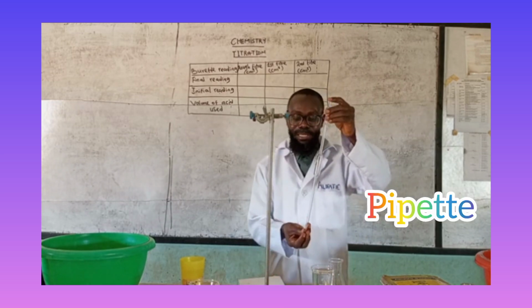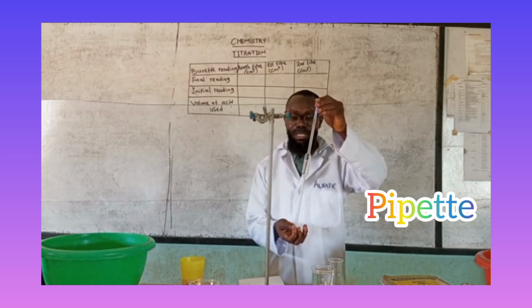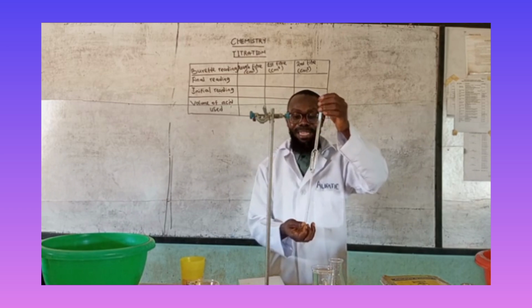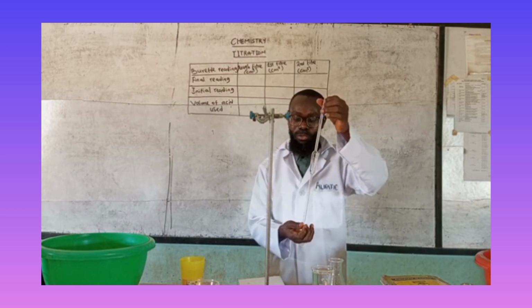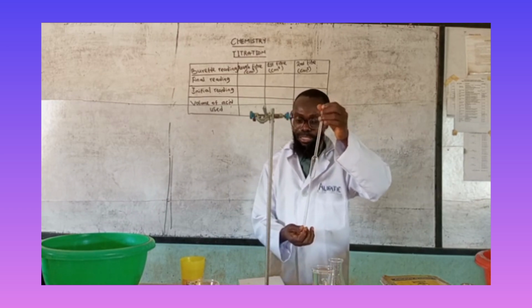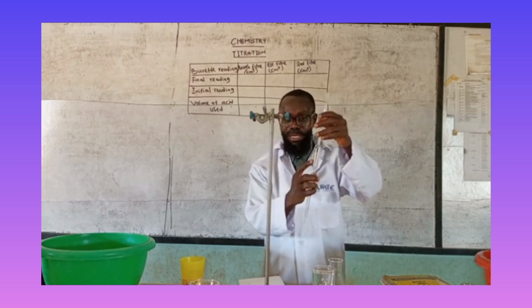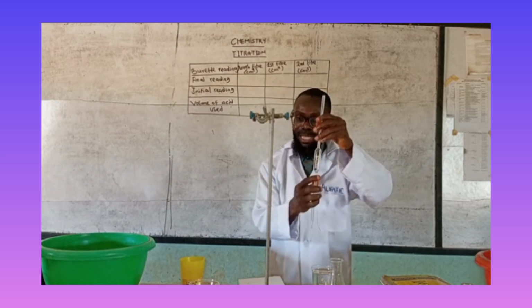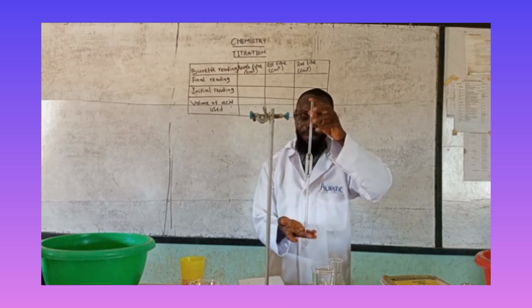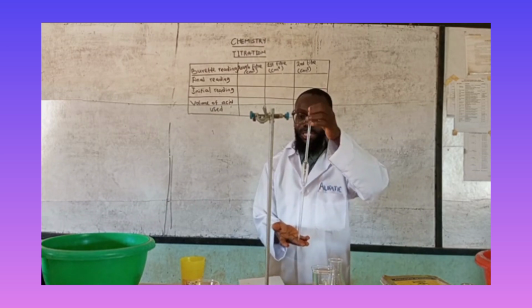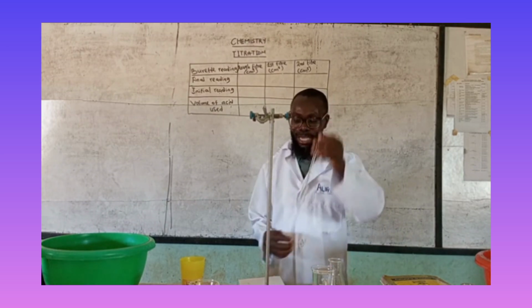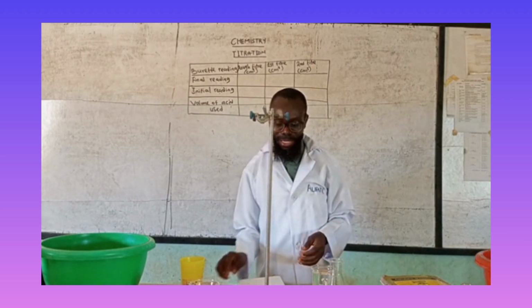Then we have a pipette. So this is a pipette. A pipette is always in two forms. Either it is 20 centimeter cube or it is 25 centimeter cube. You can see this one is 25 mil, that is 25 centimeter cube. So this pipette is used to take our base, while the burette will take our acid.